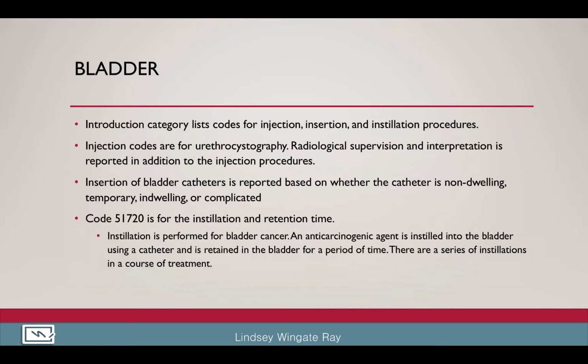The introduction category lists codes for injection, insertion, and installation procedures. Injection codes are the urocystography; radiological supervision and interpretation is reported in addition to the injection procedures. That would be a good note to put in that section. Insertion of bladder catheters is reported based on whether the catheter is non-indwelling, temporary, or indwelling, complicated.